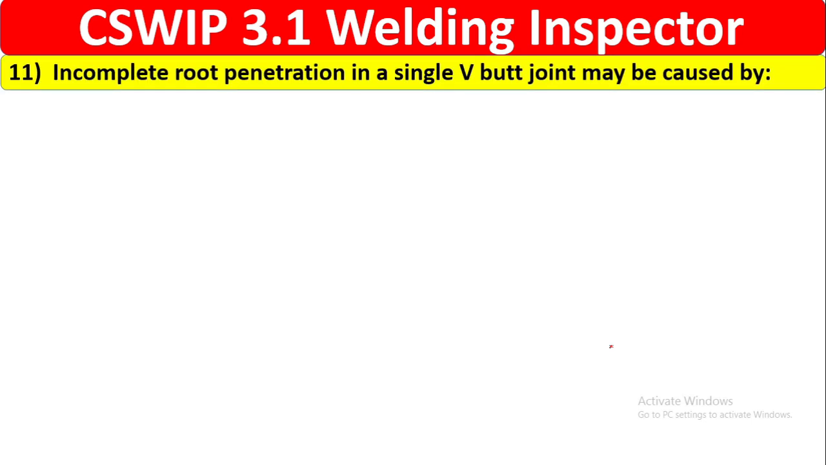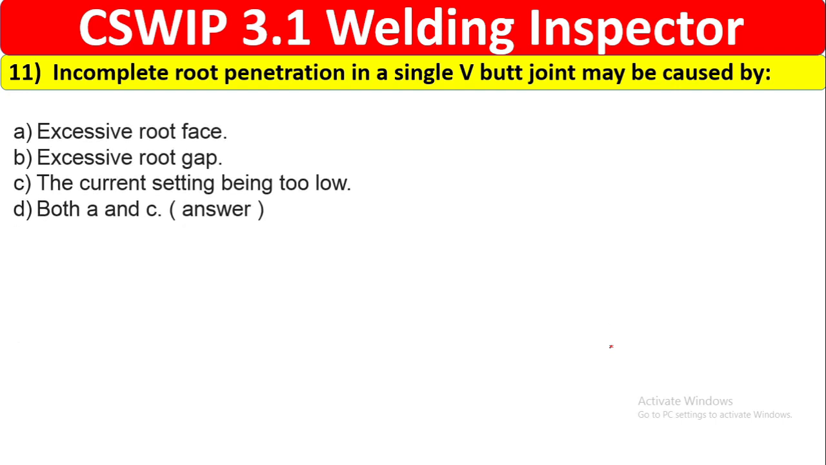Question number 11. Incomplete root penetration in a single V-butt joint may be caused by. So there is incomplete root penetration in a single V-butt joint. What may have caused it? There are four options. Excessive root face is there, that's why incomplete root penetration. Excessive root gap is there. Definitely if there is excessive root gap, root penetration will be more, meaning it can be burned through. So this is not the correct one.